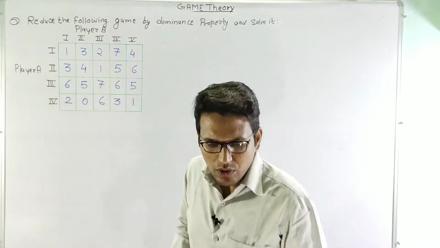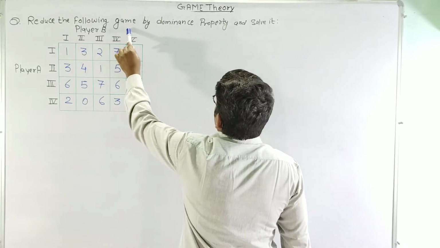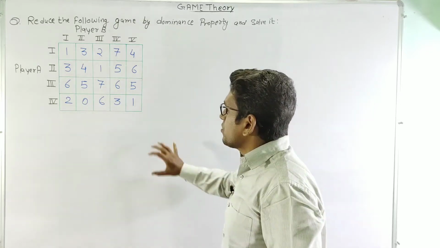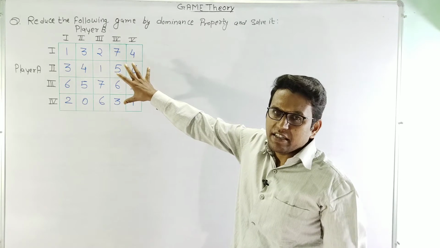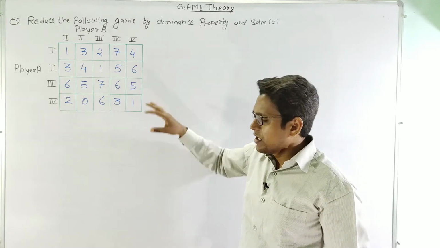So let us move on to the problem. Here the problem says to reduce the following game by dominance property and solve it. So we need to find the solution by dominance property of this particular matrix. First of all, let us see if there is a saddle point or not in this.